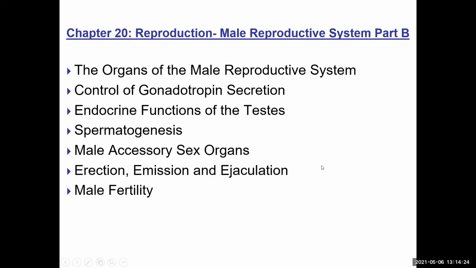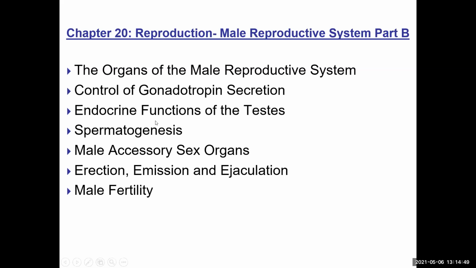In this section, this is chapter 20, reproduction, particularly the male reproductive system, which is our part B. I will go over the organs of the male reproductive system. What are they? Control of gonadotropin secretion, how it is controlled. You know how it is controlled. We did the endocrine regulation of the male reproductive system or any reproductive system.